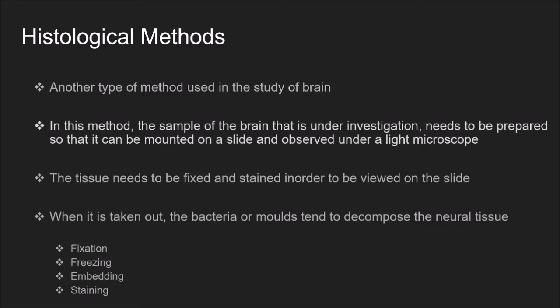In this method, the sample of the brain that is under investigation needs to be prepared so that it can be mounted on a slide and observed under a light microscope. The neural tissue is very fragile and under normal conditions it may just disintegrate. Hence, the tissue needs to be fixed and stained in order to be viewed on the slide. When it is taken out, the bacteria or molds tend to decompose the neural tissue.